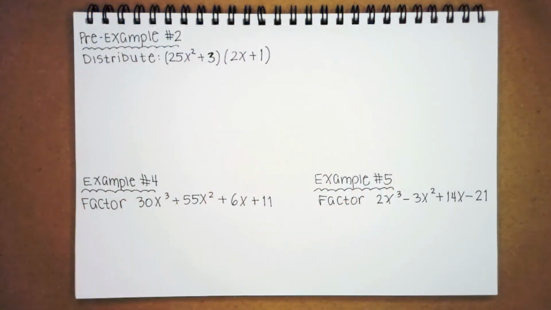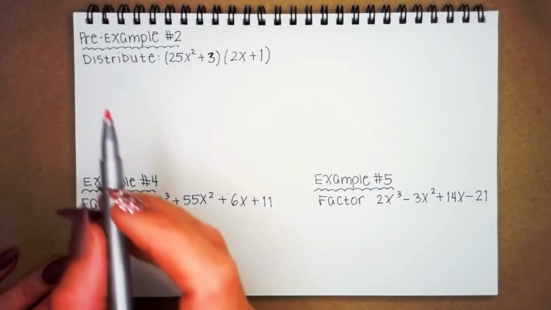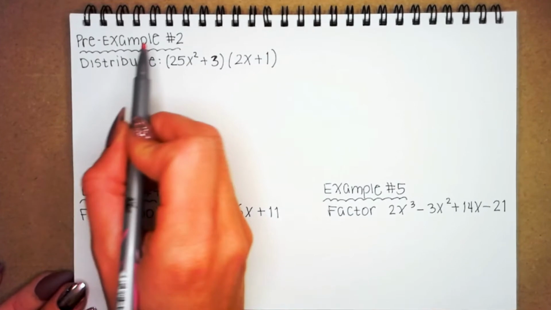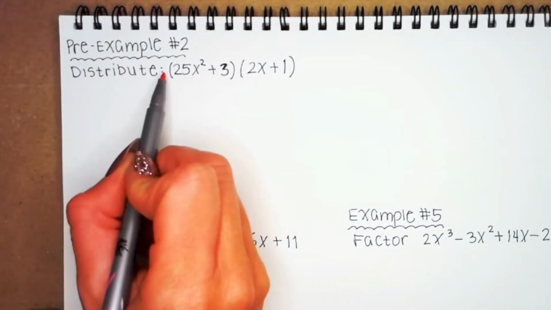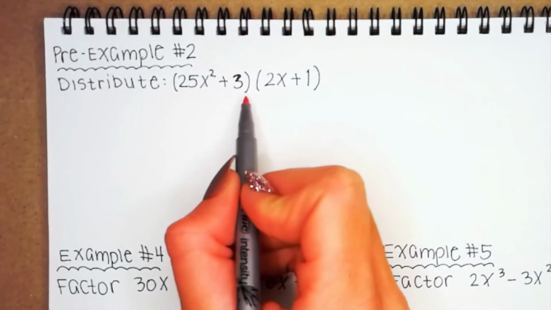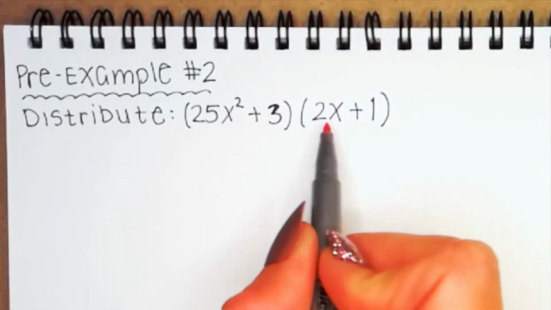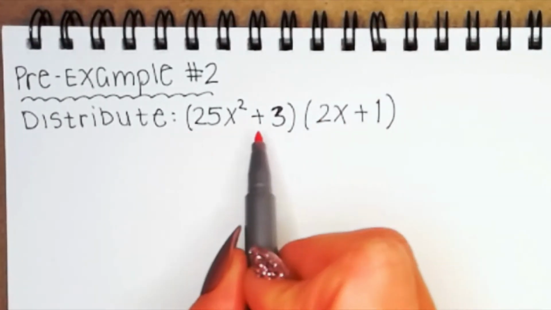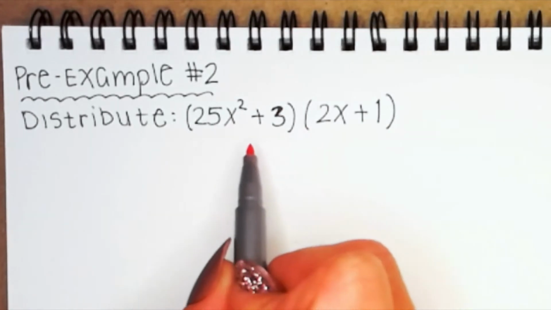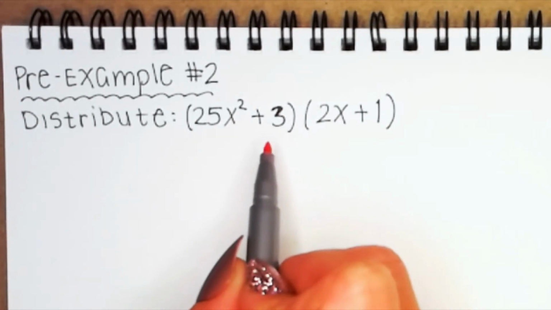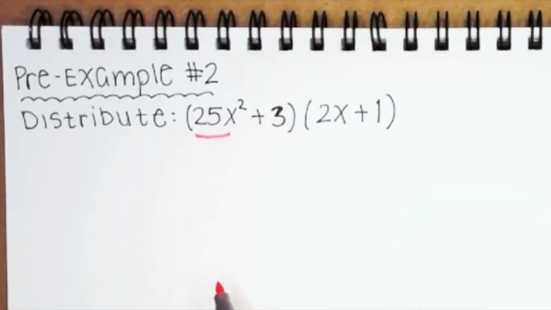Let's take a look at factoring method number 2. Here again we have another pre-example, number 2, and we're asked to distribute. You should remember from Algebra 1 that when you multiply a binomial by another binomial, you were taught a mnemonic device, FOIL, to help you stay organized.